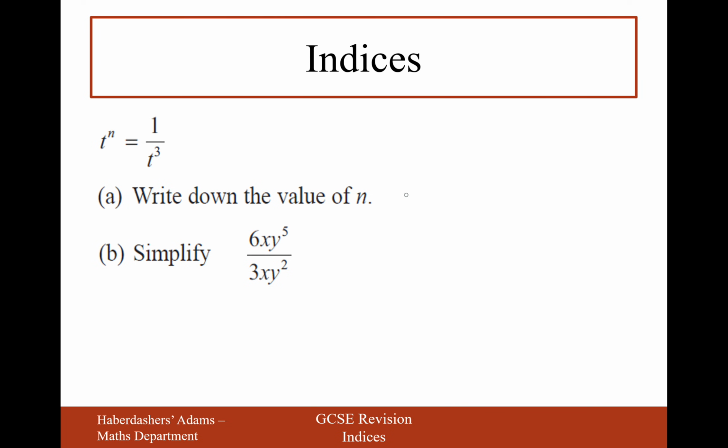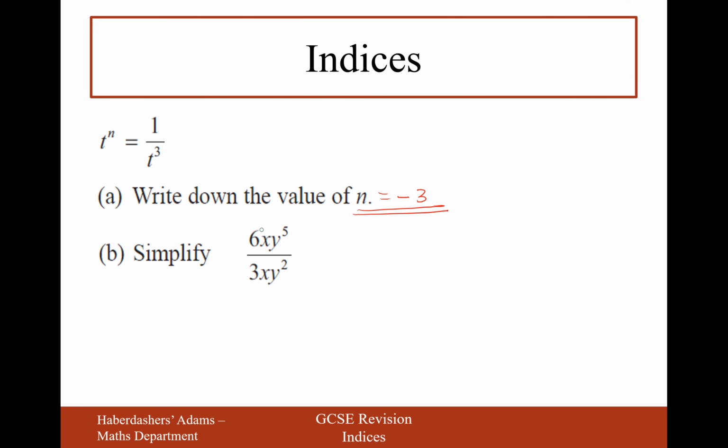Okay, so in this question we need to identify n. N is going to be a negative power because that will create the fraction 1 over t cubed, and the cubed will be because n is a power of minus 3. So the 3 will stay on the t and the minus will create the fraction. Moving on to part B.